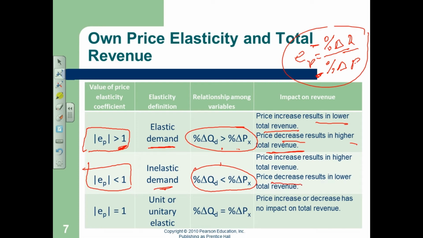When the price decreases, lower revenue would result. If you increase your price, your revenue would also go up. So they move in the same direction when it is inelastic.